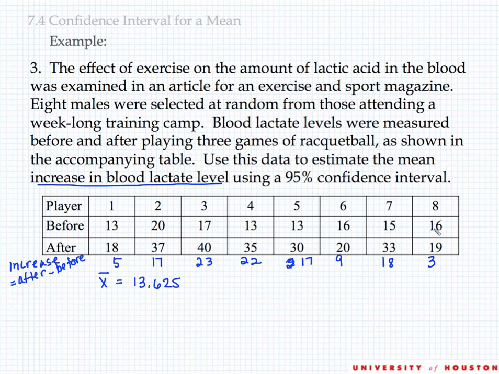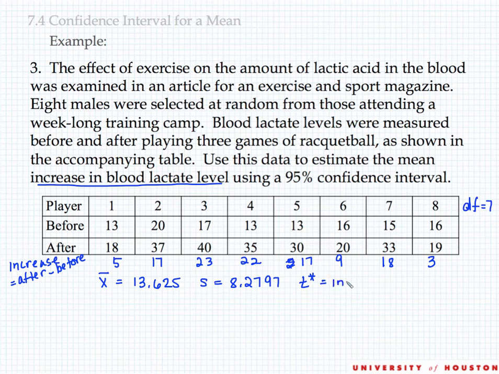Now we're not told anything about the population. And because we have only 8 pieces of data here for our sample, we would have to assume that our population is normally distributed. So we need to compute our sample standard deviation, and that would be 8.2797. Again, we don't have the population standard deviation, so we'll need to use the t-distribution with 7 degrees of freedom.